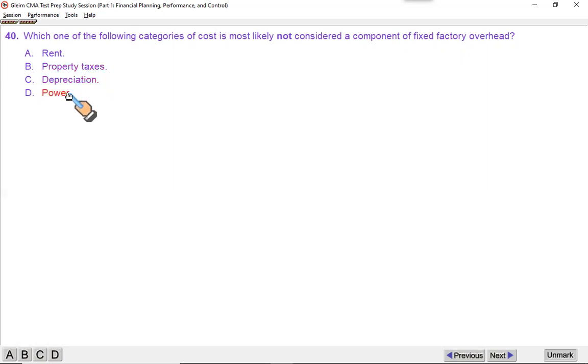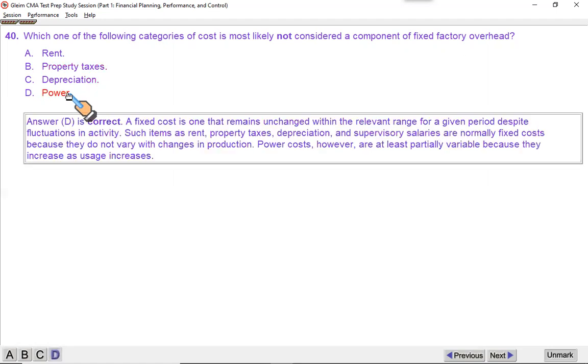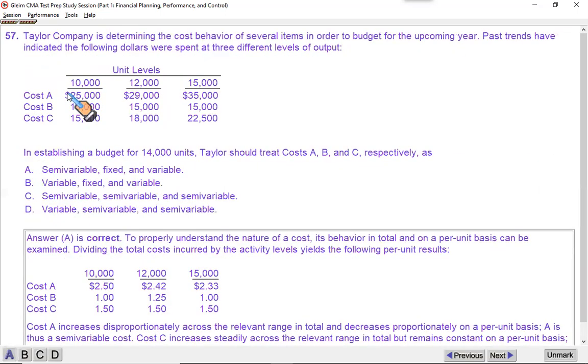Power is not a fixed factory overhead because power is a variable component. As you produce more units, you consume more power. You produce fewer units or fewer machine hours, you consume less power, so less electricity bill. So this is one of the elements that you can consider is variable, that varies with the level of output, right? So I think that nicely sums up the idea of cost behavior.